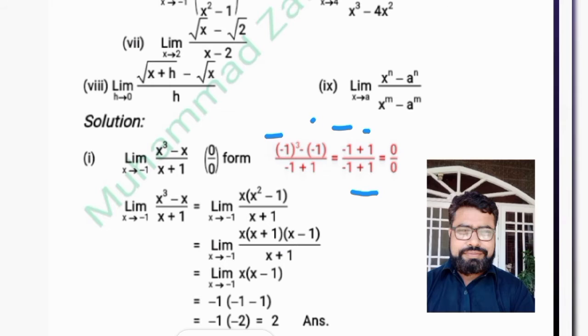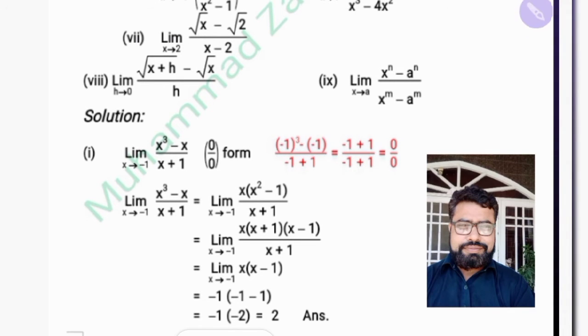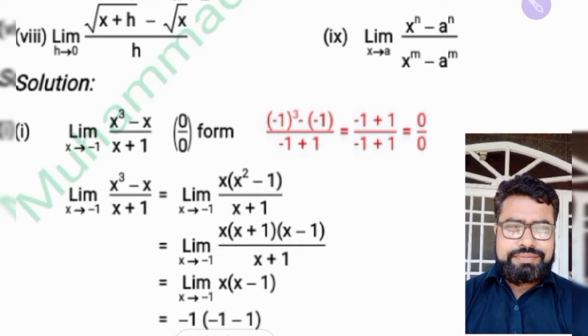Now we will apply algebraic technique. As it is 0 by 0 form, and I said that for algebraic technique it must be 0 by 0 form, we have proved that it is 0 by 0 form. Now we will apply algebraic technique. Algebraic technique, as I explained before, means factorization. In factorization, it can be taking common, it can be middle term break, it can be applying a formula.